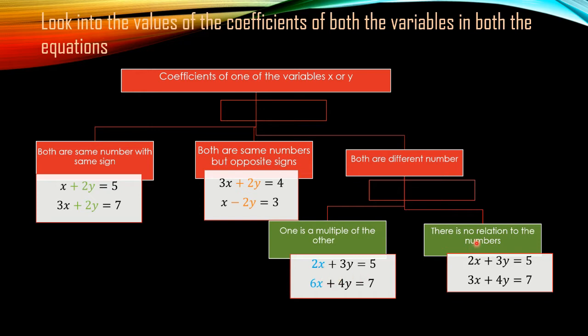The next category is there is no relation with any of the terms or any of the coefficients. So if you check the x terms 2, 1, 3, there is no relation. If you check the y terms 3 and 4, there is no relation. In the earlier case, one of them had some relation, whereas in this case there is no such relation at all. So we will be solving all these four types of equations in the next few minutes.